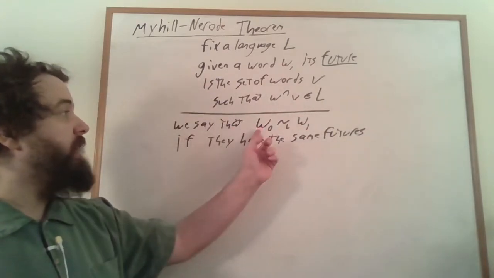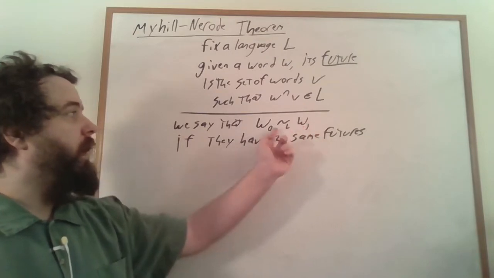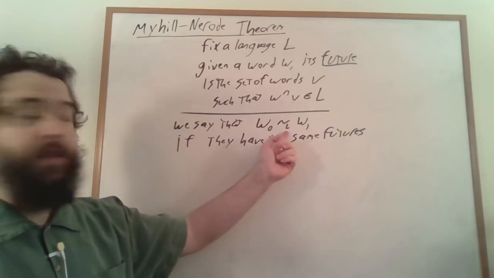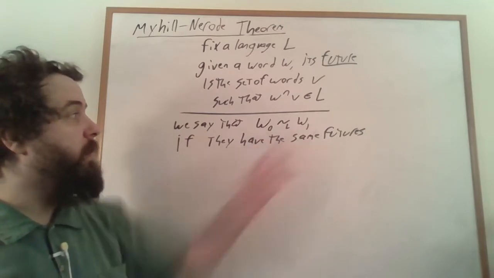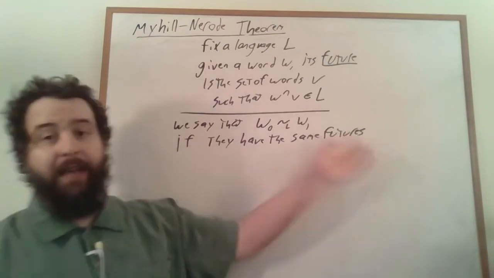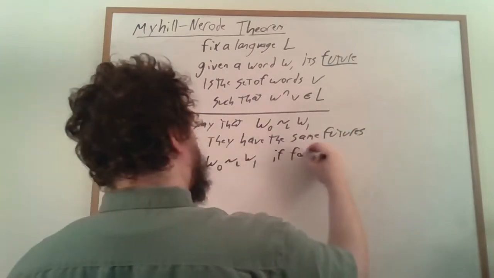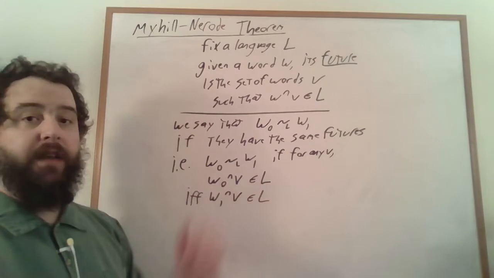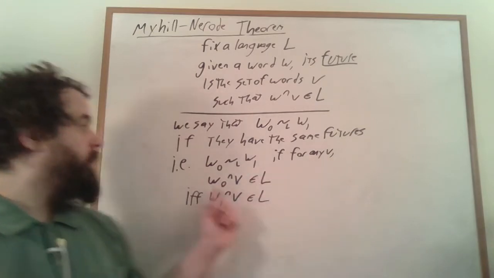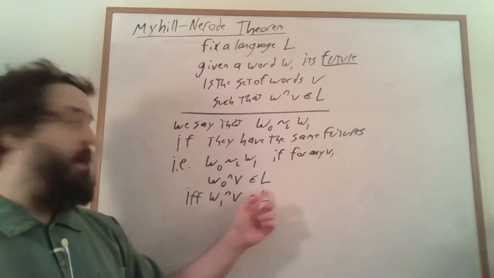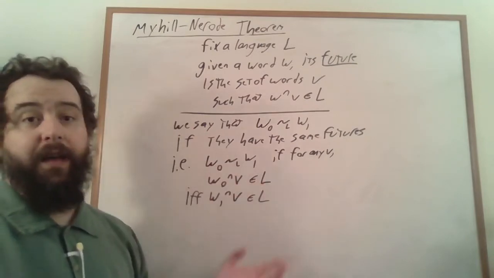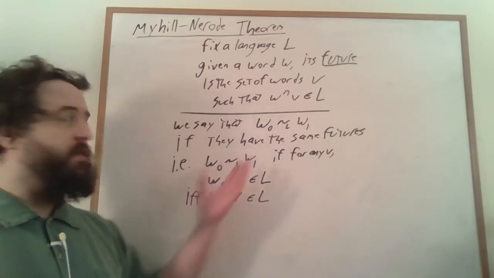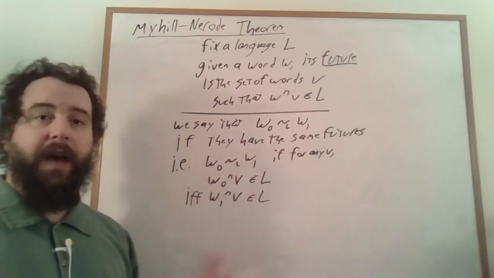We're then interested in talking about when two words have the same future. So we'll say that two words, W0 and W1, are related by this tilde sub L, and we call this Myhill-Nerode equivalence. We say that W0 is Myhill-Nerode equivalent to W1 if they have the same futures. In other words, two words are Myhill-Nerode equivalent if for any word V, both words with a V tacked onto the end are either in L or not in L.